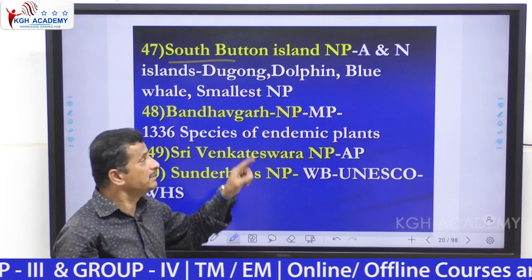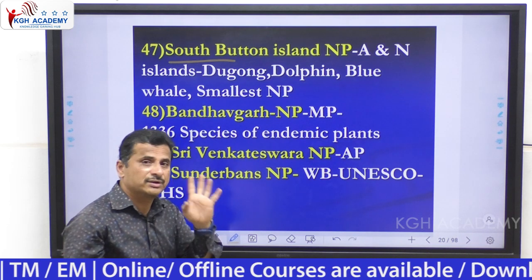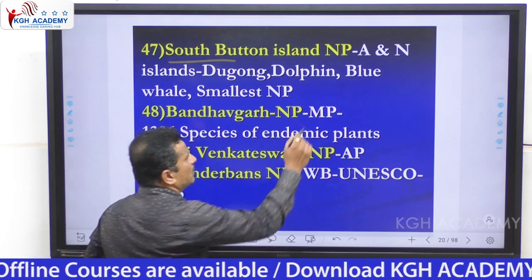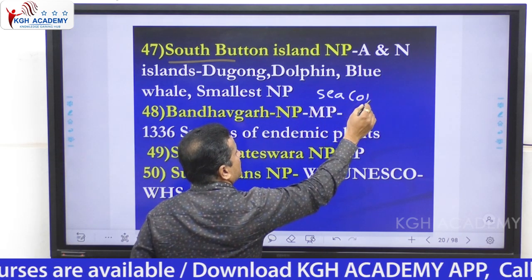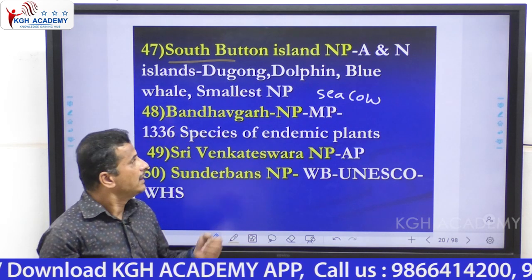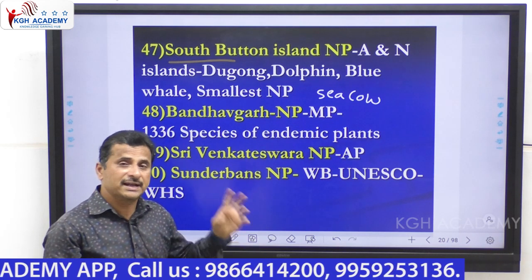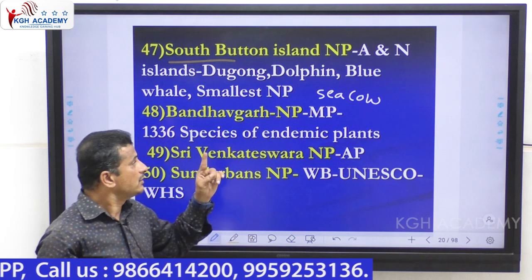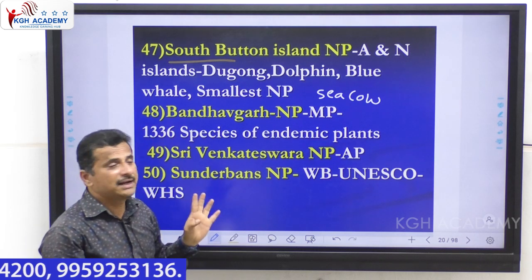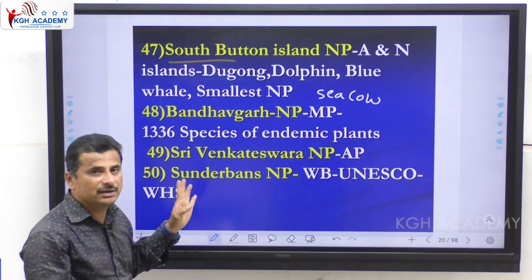Here marine mammals like dugong, dolphin and blue whale etc. are present. So important, these all are marine mammals. Dugong is also called sea cow. You know, dolphin is the second most intelligent mammal, and blue whale is the largest animal, the largest mammal. These marine mammals are all famous, present in South Button Island National Park. Okay, this is the smallest national park, present in Andaman Nicobar Islands.